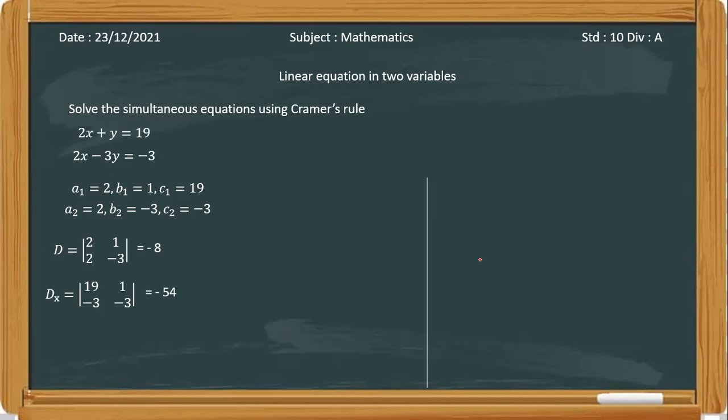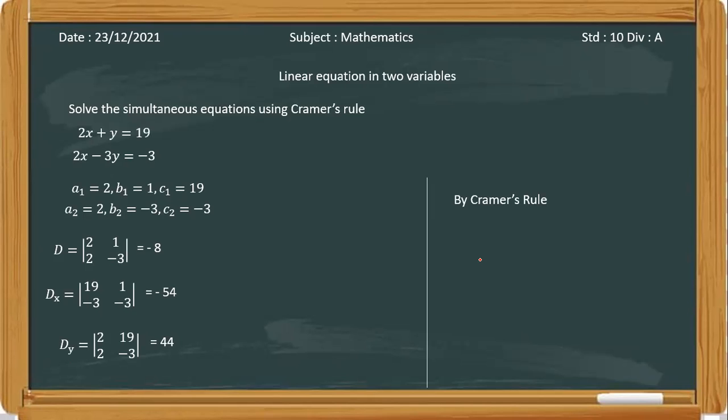The next one is, right, dy. What will be the determinant of this dy? Right, minus 54. 44, sorry. 44 only. Very good. Okay. So now these 3 steps you have done clearly. Now what was the next step?